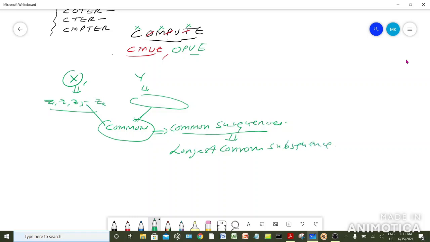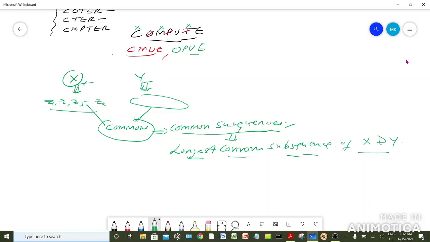Fine. So it means, given two strings X and Y, first we need to generate subsequences for X and subsequences of Y. Then we need to find the common subsequences between X and Y. And out of those common subsequences we need to find the one having the longest length, which will be termed as the longest common subsequence of X and Y. So this is the statement of your problem.